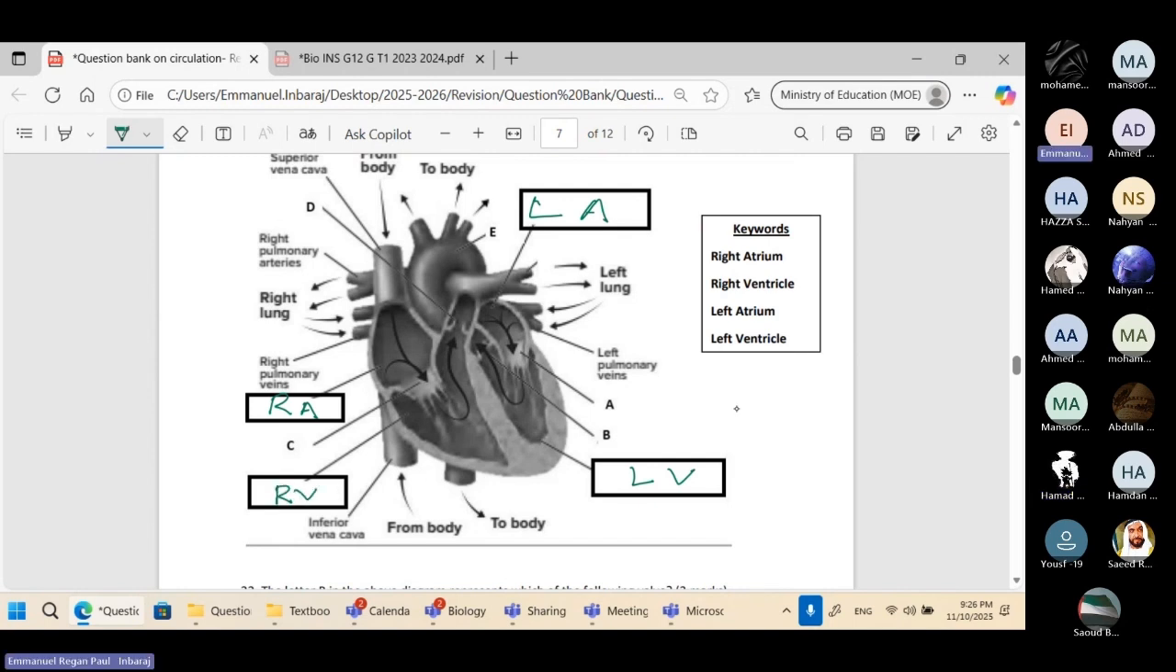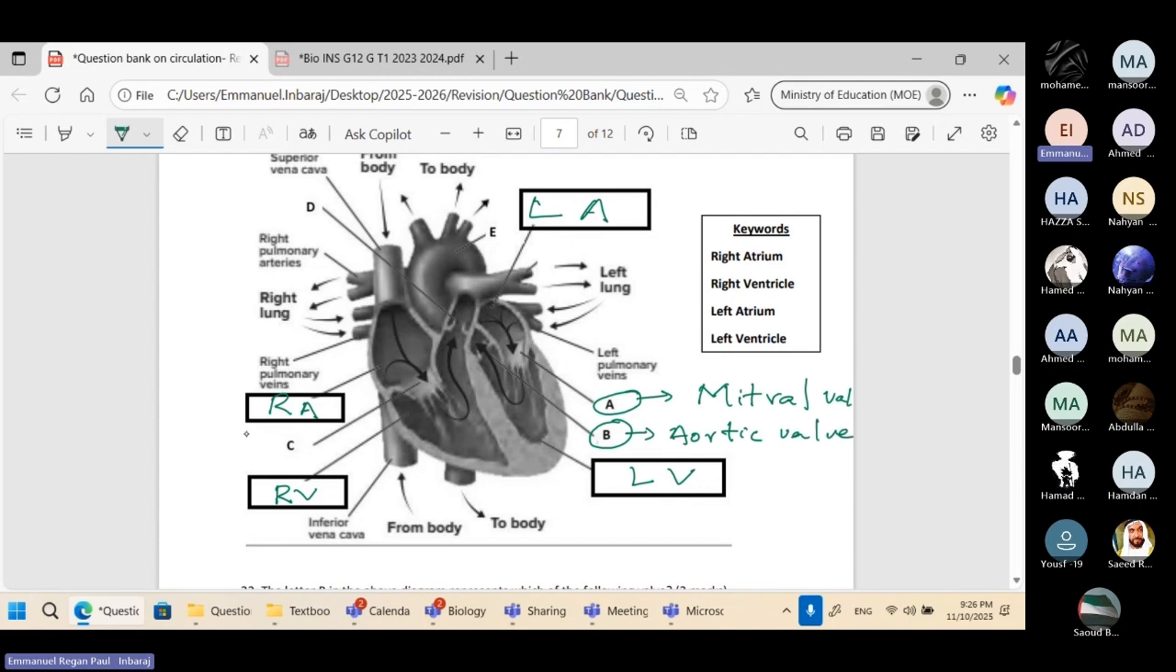Okay, good. Now tell me, what is A? This one. Mitral valve. Yes. Good. What is B? Aortic valve. Yes, very good. Aortic valve.